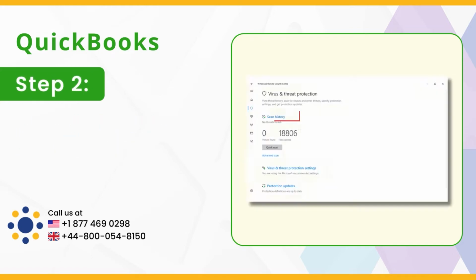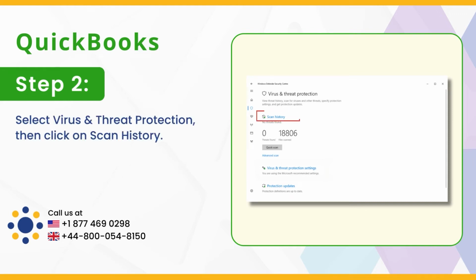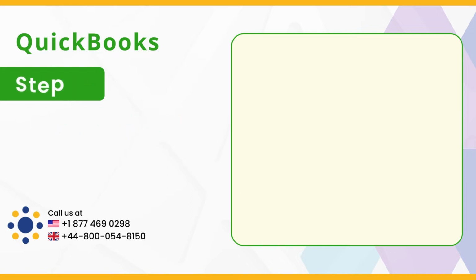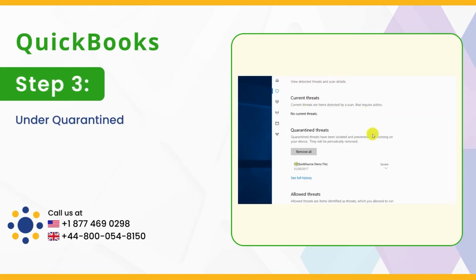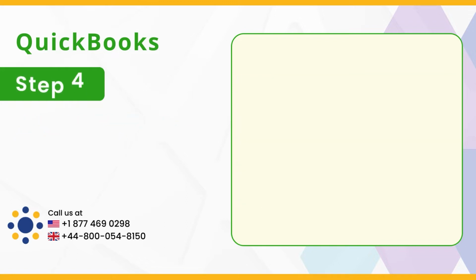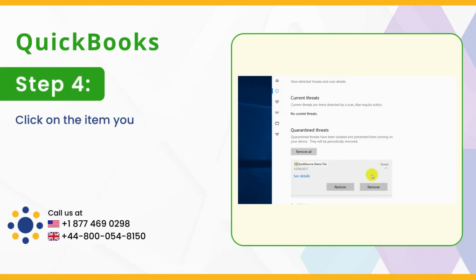Step 2. Select Virus and Threat Protection, then click on Scan History. Step 3. Under Quarantine Threats, look for QuickBooks files. Step 4. Click on the item you want to remove from the quarantine list and click Restore.